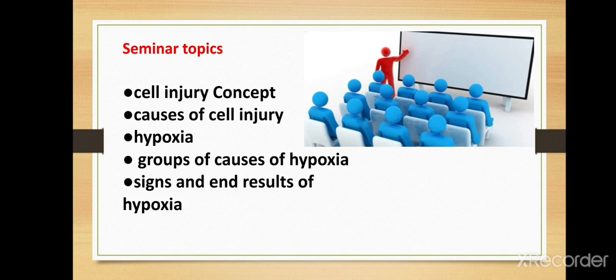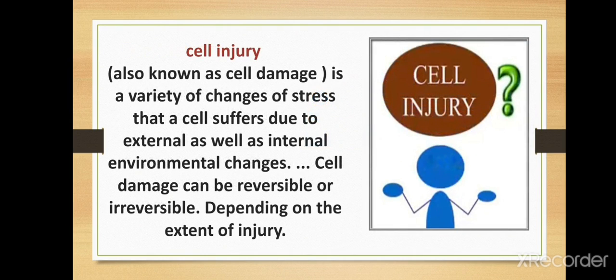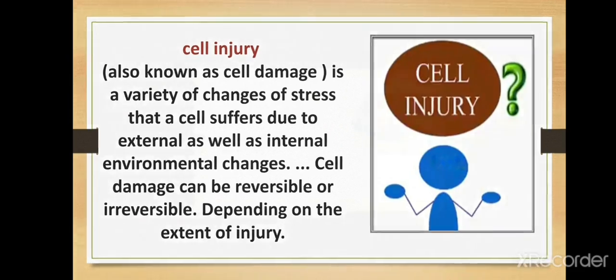results of hypoxia. Cell injury, also known as cell damage, is a variety of changes of stress that the cell suffers due to external as well as internal environmental changes. Cell damage can be reversible or irreversible, depending on the extent of the injury.